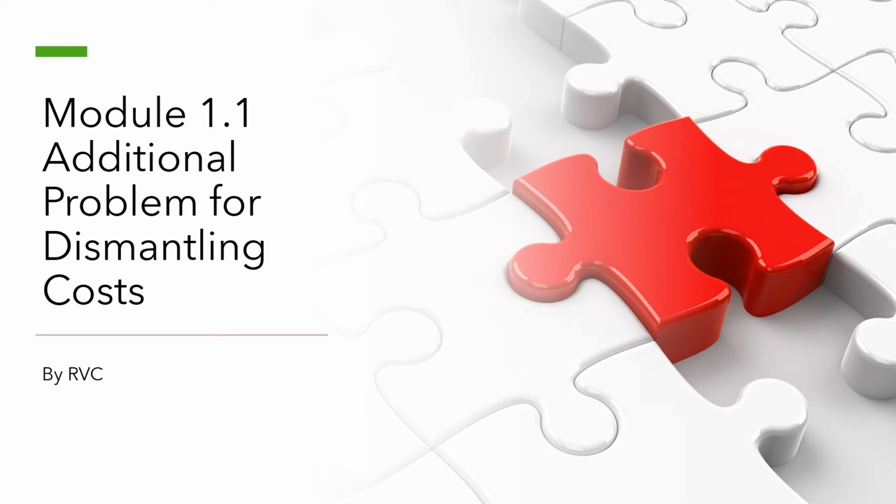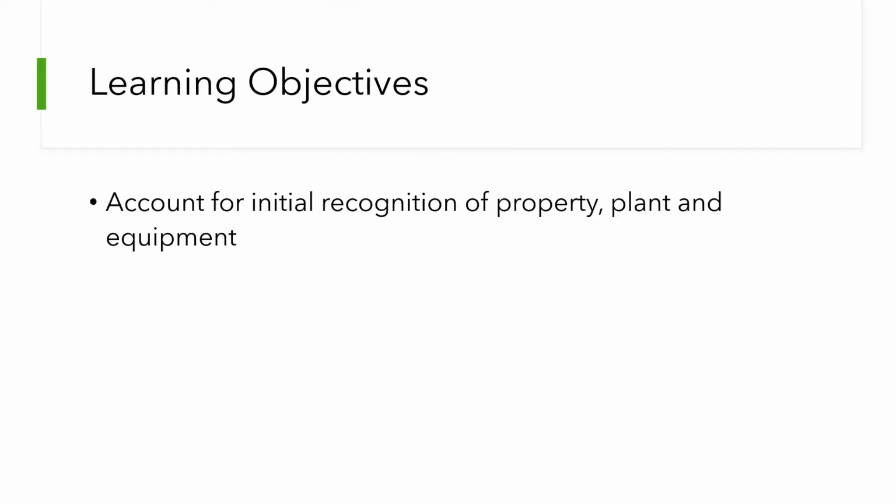On this module, we're going to discuss one additional problem involving the acquisition of assets with dismantling cost. Just like I said in the previous module, dismantling cost is the same as decommissioning cost. So our learning objective for this module will be to account for the initial recognition of property, plant, and equipment with decommissioning costs or estimated liability for decommissioning costs.